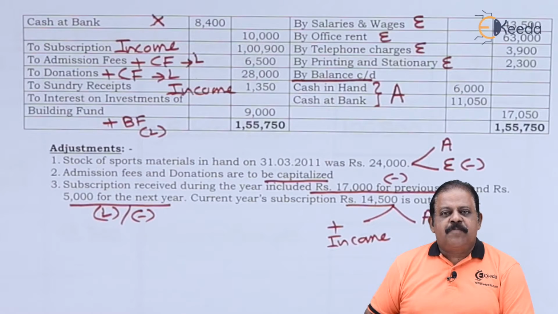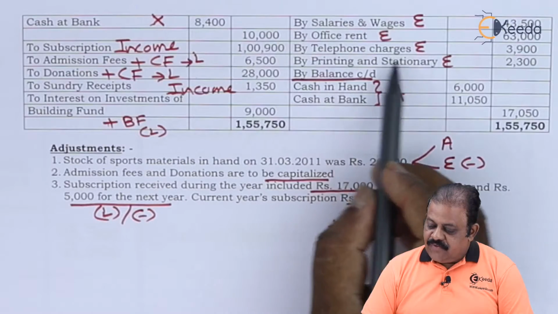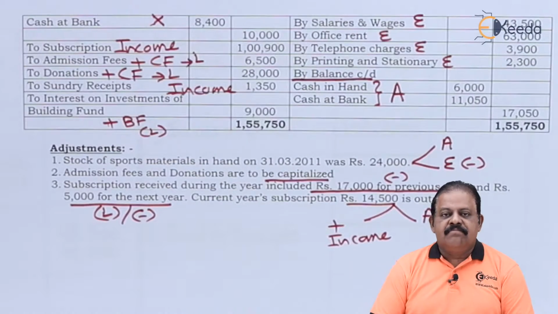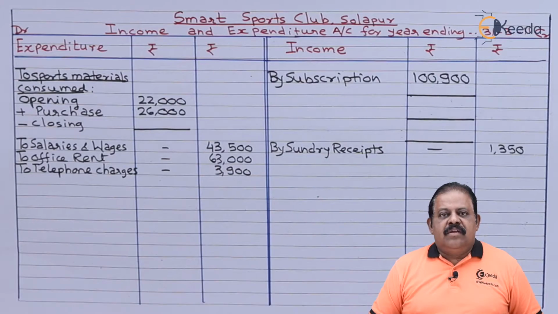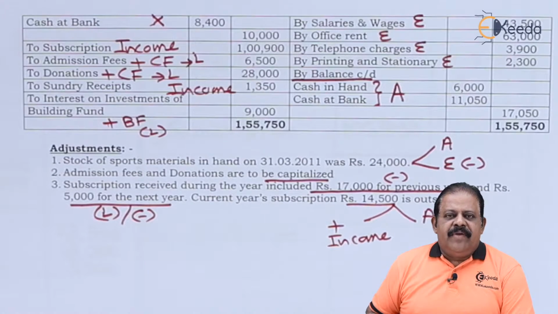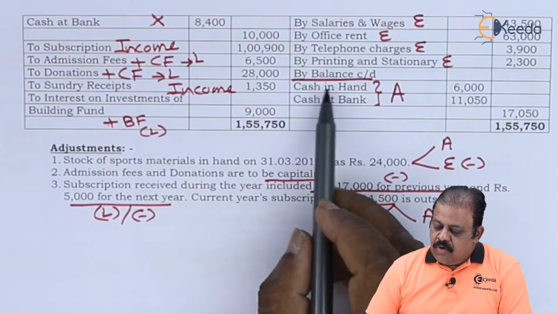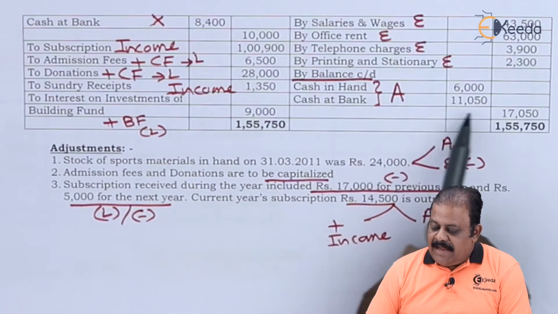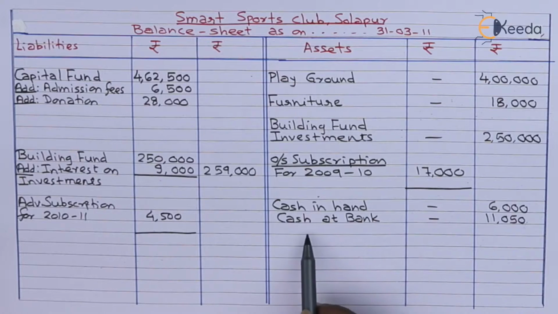Next we have office rent 63,000. This will be recorded as expenditure. Telephone charges 3,900. This will be recorded as expenditure. Printing and stationery 2,300. This will be recorded as expenditure, 2,300. Closing cash 6,000. Bank balance 11,050. This will be recorded on asset side. Cash in hand 6,000. Cash at bank 11,050.